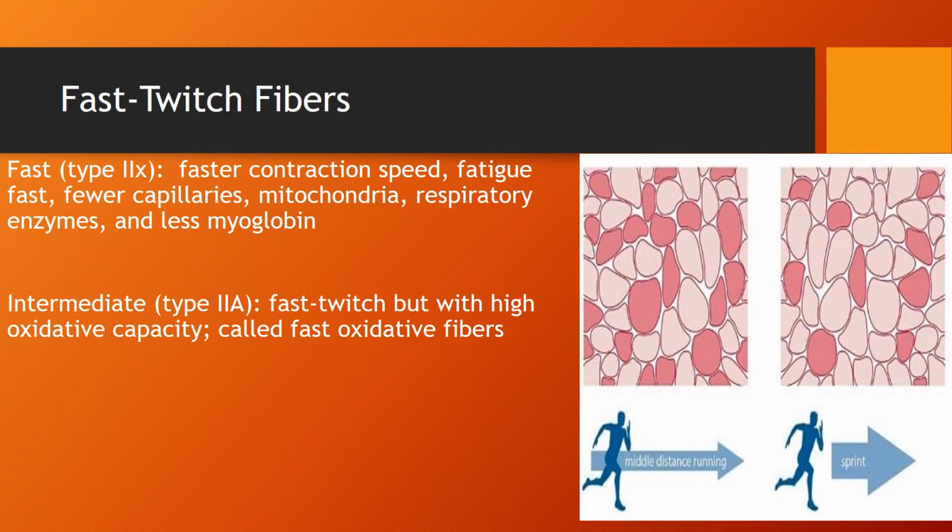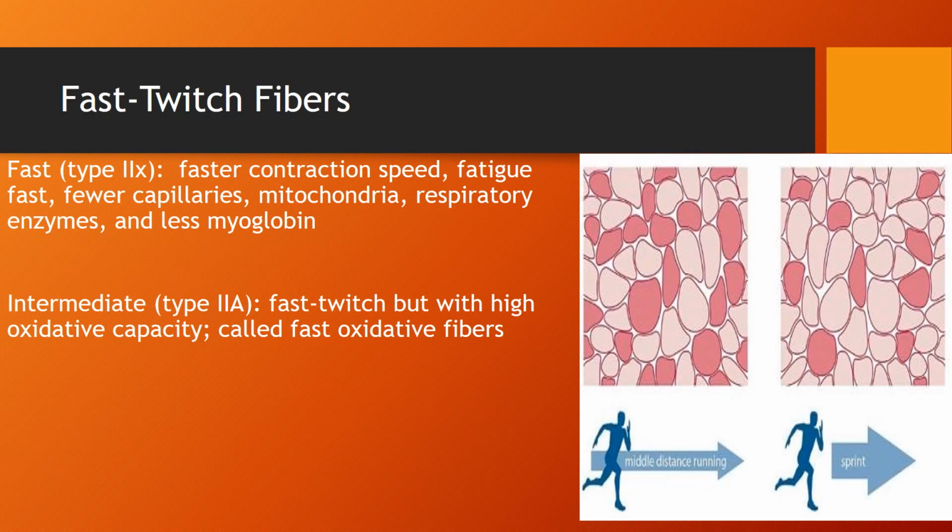So the other types that we have are the fast twitch and the intermediate fibers. So the fast type are also known as the type 2X fibers, and so these are with fast contraction speeds. These are going to fatigue a lot faster, and so we can only use them for short durations. They have less capillaries, hence they have this white appearance to them. They have less mitochondria as well, and less respiratory enzymes and less myoglobin.